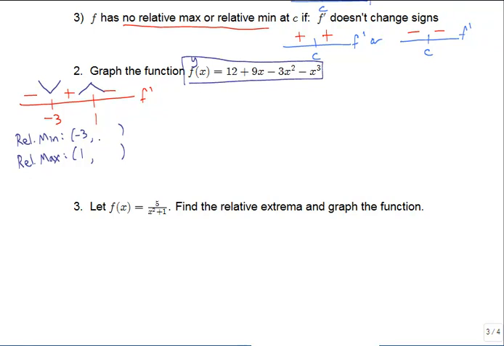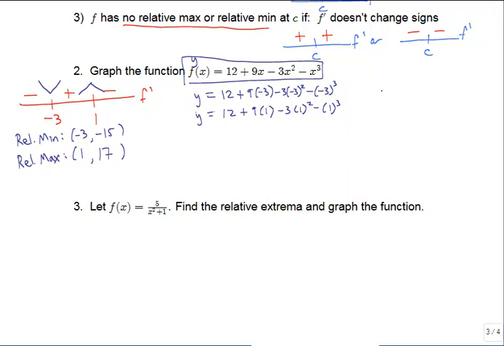So to find the y value when x is -3, I would just plug in -3 for all of these x's. So 12 plus 9 times -3 minus 3 times (-3) squared minus (-3) cubed. Make sure you're using parentheses when you plug that in. And you can do that on your calculator and it turns out to be -15. Now to find the y coordinate when x is 1, I would just be plugging in 1 for each of these x's. So 12 plus 9 is 21, 21 minus 3 is 18, 18 minus 1 would be 17.